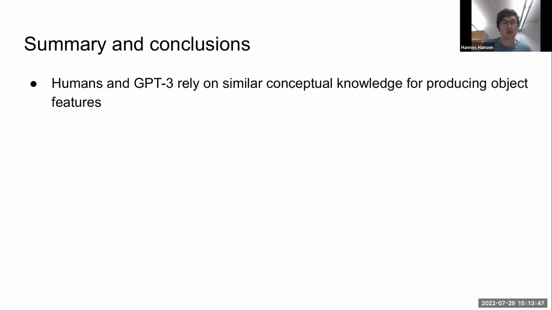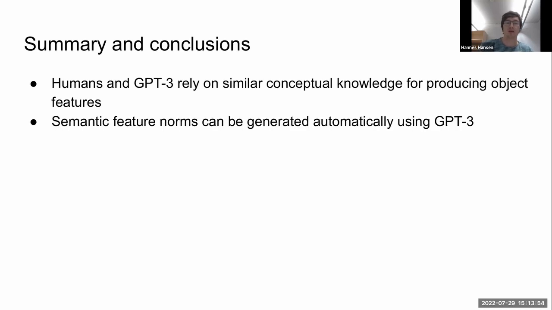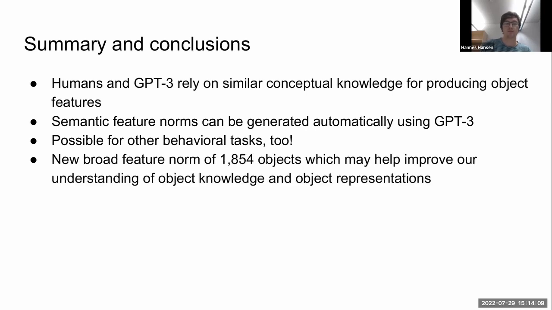In summary, the results show that humans and GPT-3 rely on similar conceptual knowledge for producing concept features, and that we can use GPT-3 to automatically generate features for arbitrary concepts. This approach might also be useful for other behavioral tasks too, not only semantic feature collection. We further provide a semantic feature norm for 1,854 object concepts generated with GPT-3, which may help improve our understanding of object knowledge and object representations.